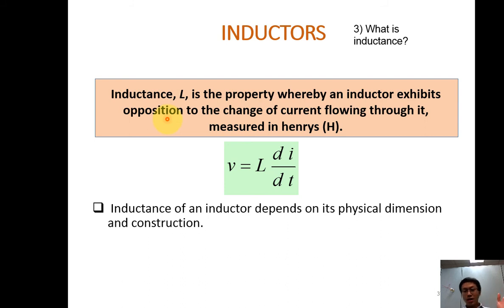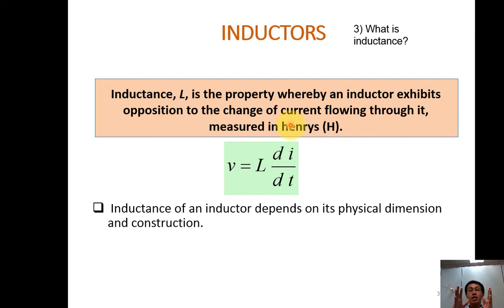So just now we had a capacitor. We use capacitance to measure its ability. For an inductor, we use inductance to measure the ability. So inductance, what is that? L is the property whereby an inductor exhibits opposition to the change of the current flowing through it, measured in Henrys. Which means the inductor doesn't like people to change the current inside the coil.